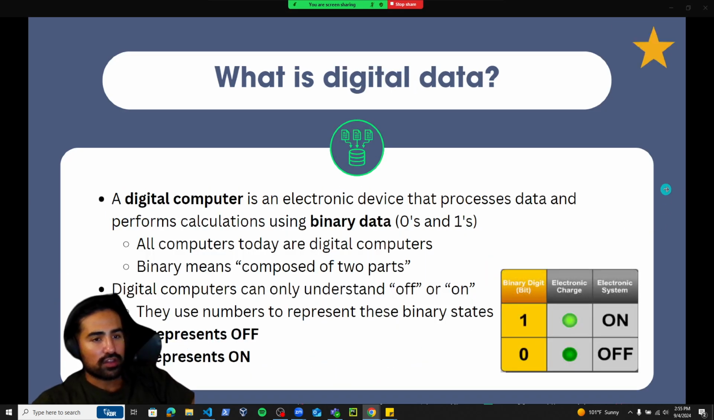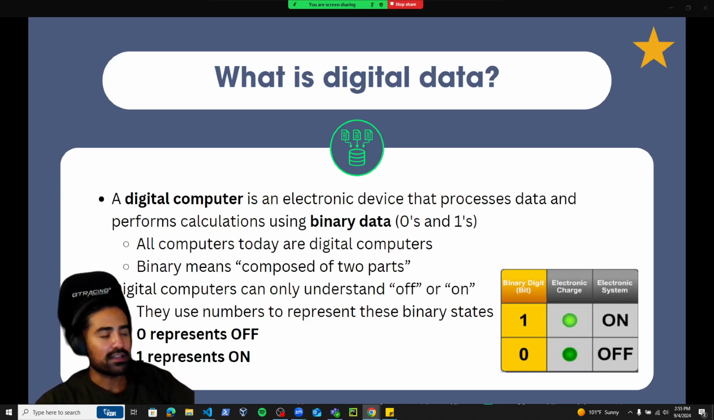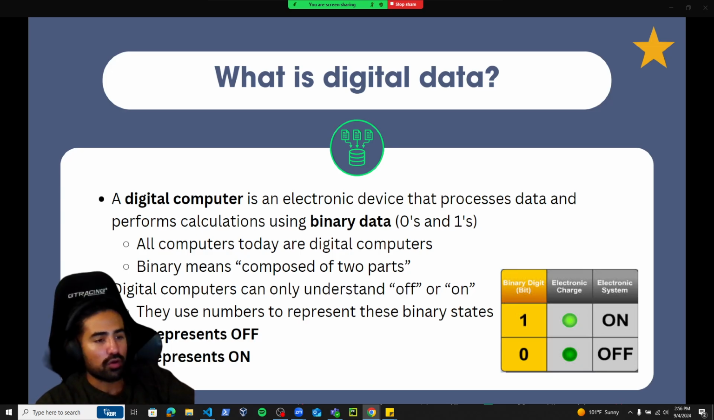All right, so as far as the new content for this week, we'll start with digital data. So first of all, a digital computer, what is that? It's an electronic device that processes data and performs calculations using binary data, zeros and ones. Digital computer, it's electronic. And if we go down to the core of its parts, electronic means it handles electrical signals. If we simplify those electrical signals, whether we're talking about high voltage or low voltage, that doesn't really matter. We're just going to simplify it to on or off. Is there an electrical signal or is there not?